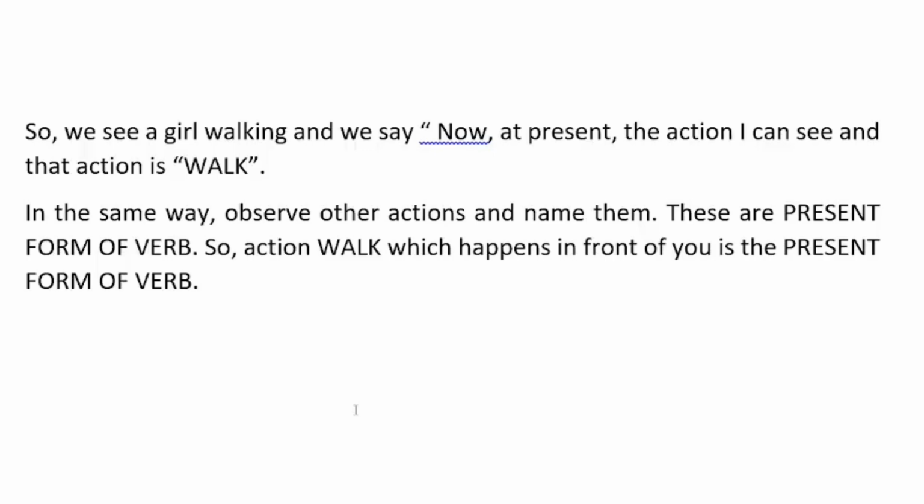At present, the action I can see is walk. In the same way, observe other actions and name them. They are the present form of verb. An action happening now, in front of us, is called the present form of verb. So the action walk, which happens in front of you, is the present form of verb. Hope it is clear. What you see in front of you, identify the action, that is the present form of verb. Okay.